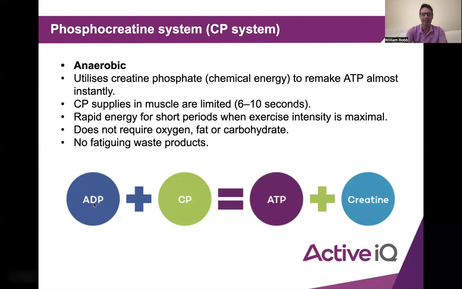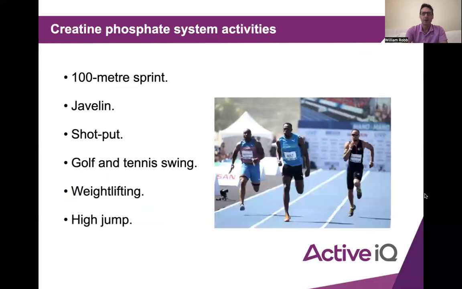It has no fatiguing waste products. So here we've got ADP plus creatine phosphate equals ATP plus creatine. So we've got ADP, remember the adenosine diphosphate, plus the creatine phosphate equals adenosine triphosphate. So it's the addition of the creatine phosphate that creates this, and creatine. Activities are 100-meter sprinters, javelin, shot putters, golf swingers. Remember, it's a short, sharp, explosive exercise.